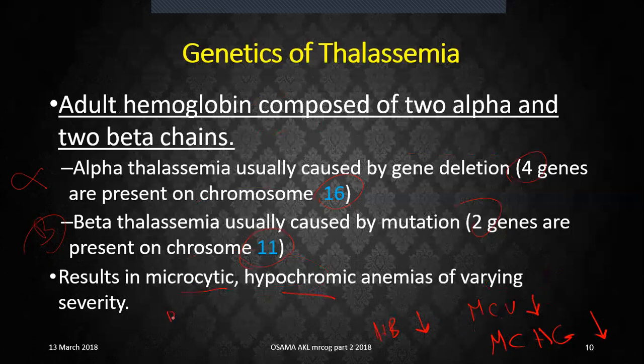What is the differential diagnosis of microcytic hypochromic anemia? We will say that this is anemia if hemoglobin is decreased. What is the normal hemoglobin level during pregnancy? Somebody knows?